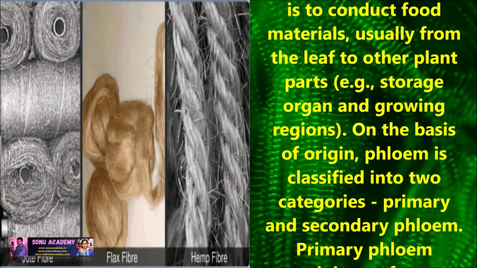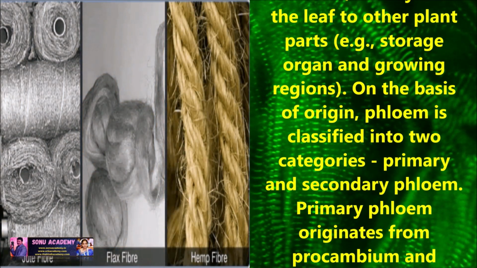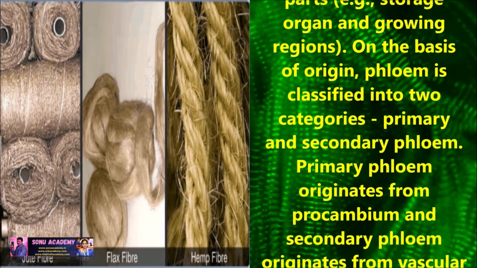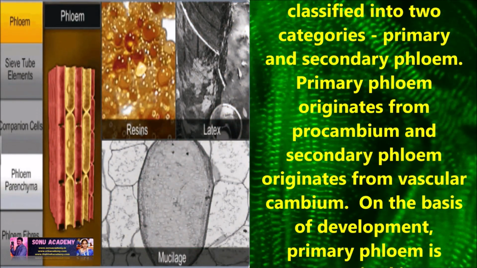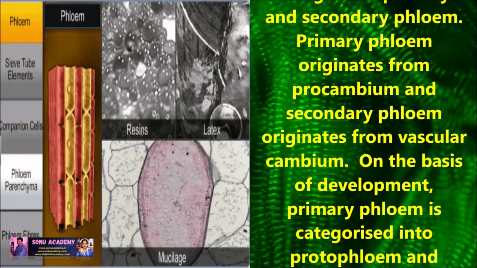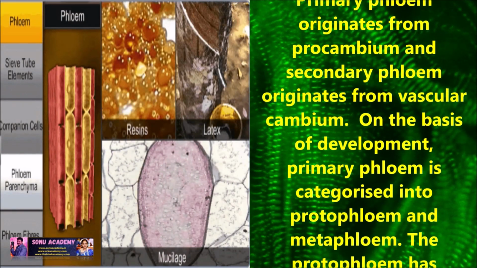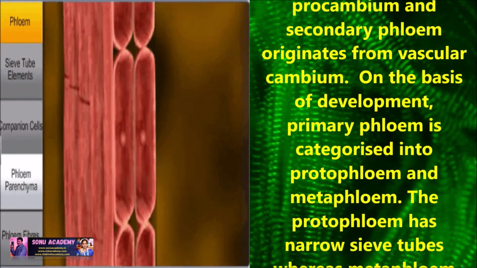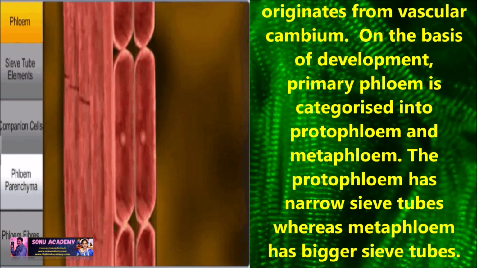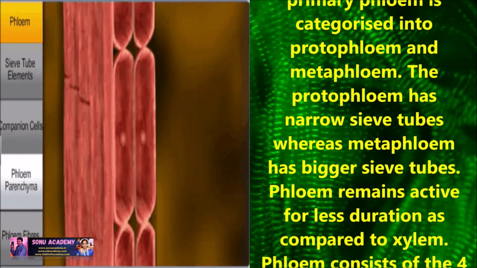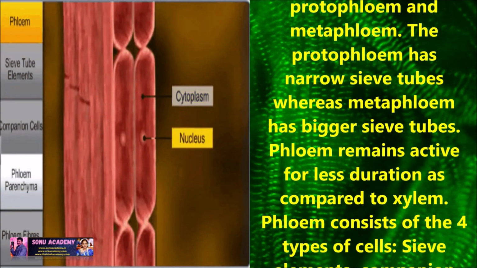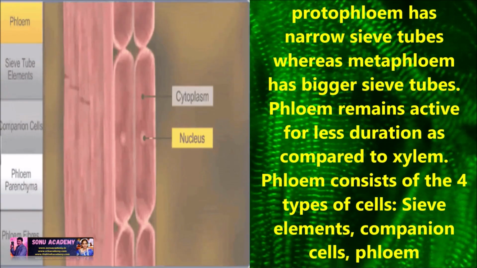On the basis of origin, phloem is classified into two categories: primary and secondary phloem. Primary phloem originates from procambium and secondary phloem originates from vascular cambium. On the basis of development, primary phloem is categorized into protophloem and metaphloem. The protophloem has narrow sieve tubes, whereas metaphloem has bigger sieve tubes.